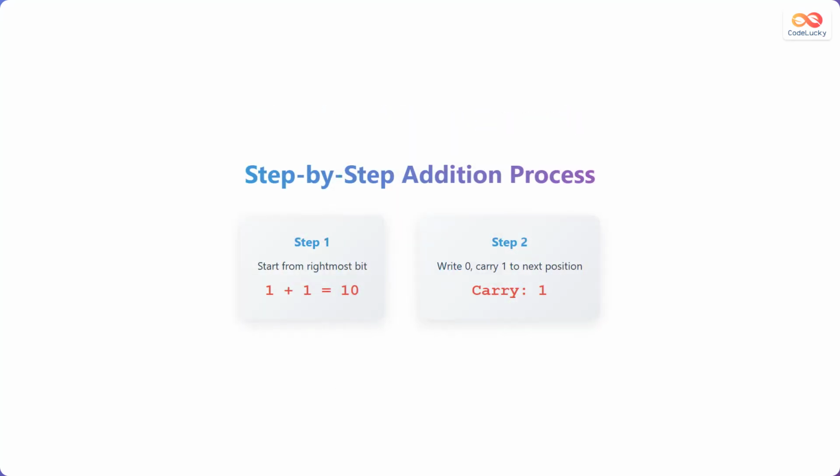Let's break down the addition process step by step. Step 1. Start from the rightmost bit. Here we have 1 plus 1, which equals 10. Step 2. Write 0 and carry 1 to the next position. So the carry is 1. We will continue this process for the rest of the digits.